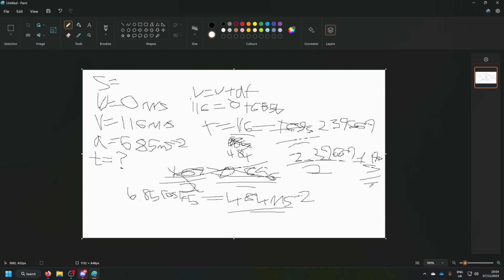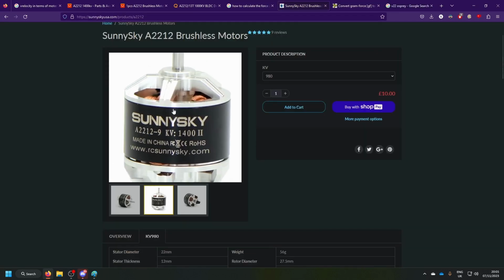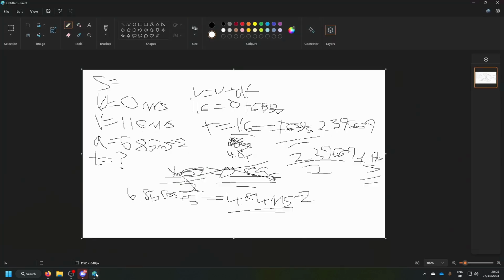So thank you for watching. I hope you enjoyed our amazing calculations showing that we need these motors, and that we need about 1.19 seconds to reach 11.6 meters per second. Then we can transition to forward flight and keep going.